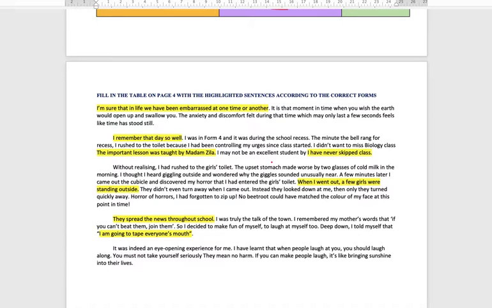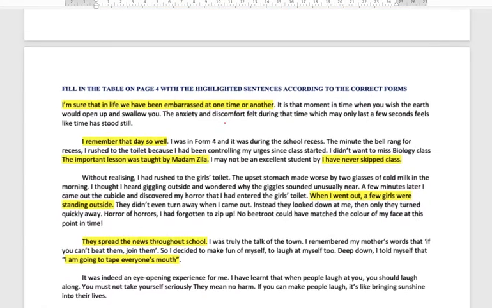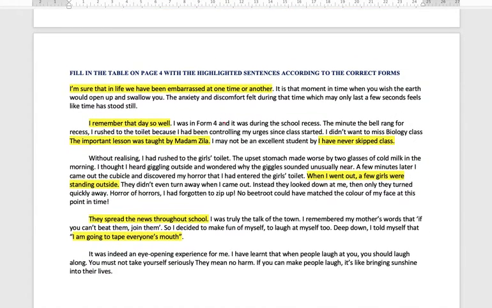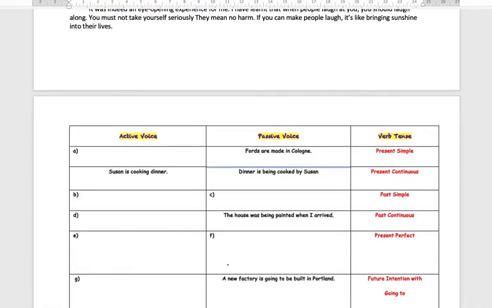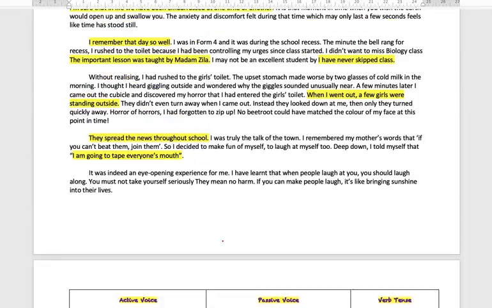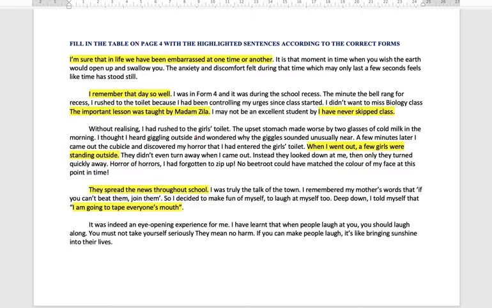All right. Now, this is one story which I took from the internet, but I have adjusted it so that there will be a lot of tenses in passive and active. There are 1, 2, 3, 4, 5, 6, 7 sentences that should fit somewhere in here. You just identify the type. I'm going to read it for you.